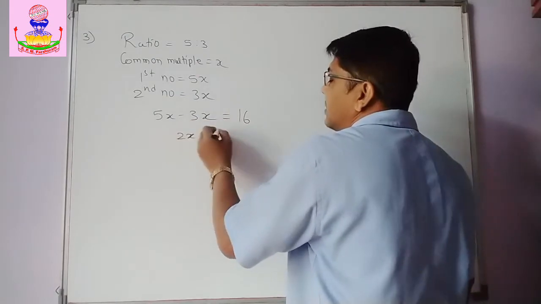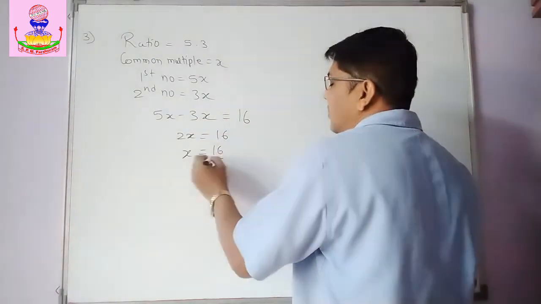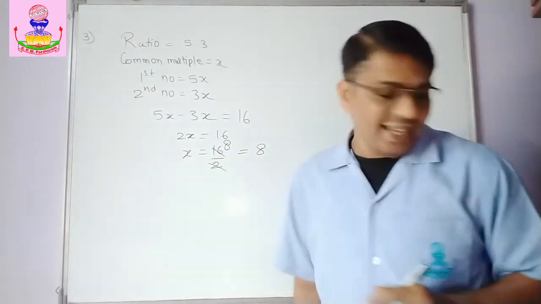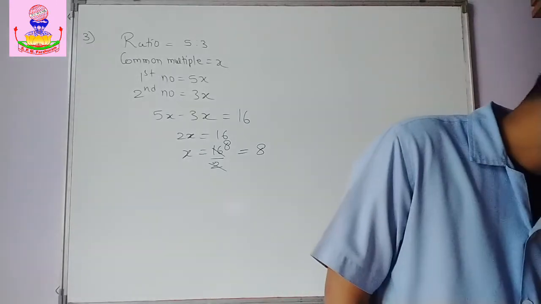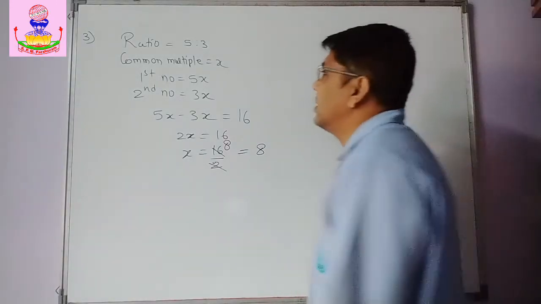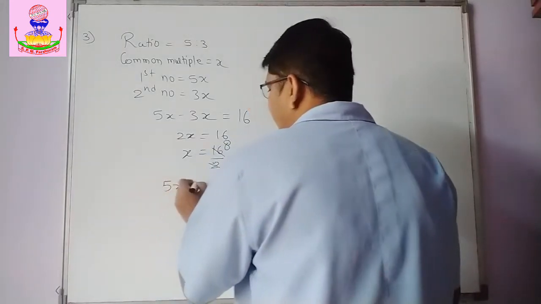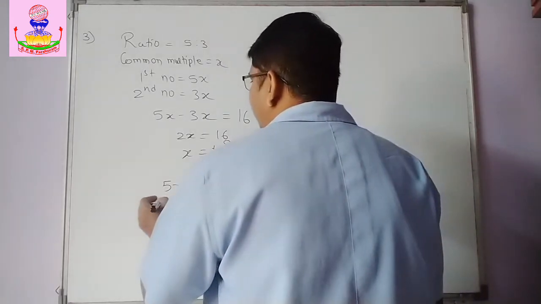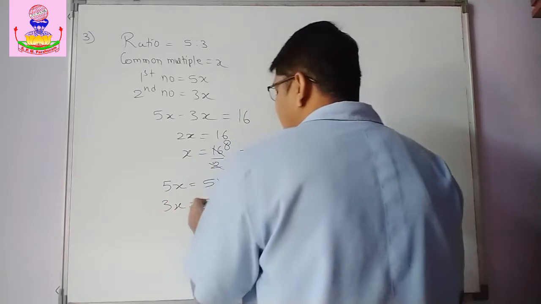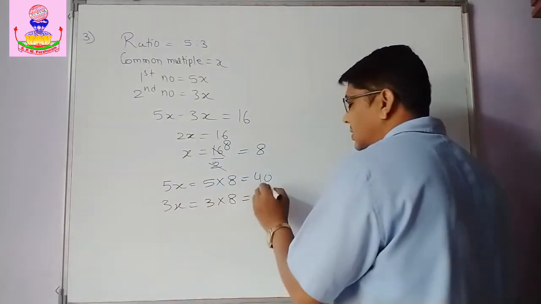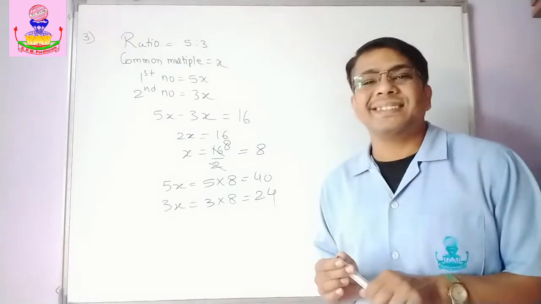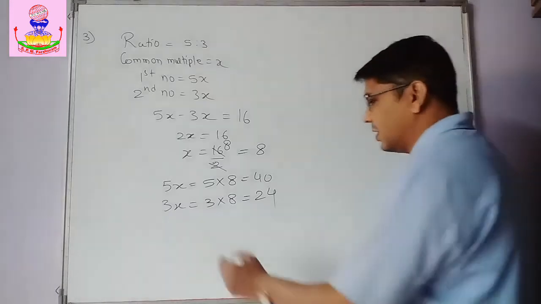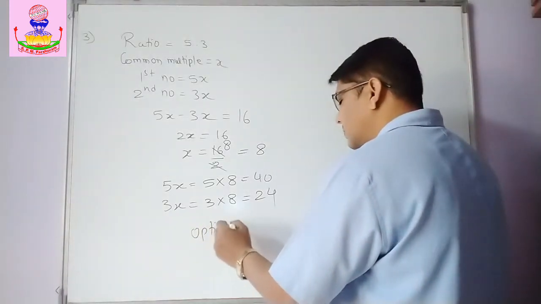Okay. So 5x minus 3x, 2x, is equal to 16. So x is equal to 16 upon 2. 2 ones are 2, 2 8s are 16. So x is 8. You want to find the numbers. What are the numbers? 5x, that is 5 into 8, 40. And 3x, so 3 into 8, that is 24. The difference is 16, so our answer is right. So the numbers are 40 and 24, the first option.